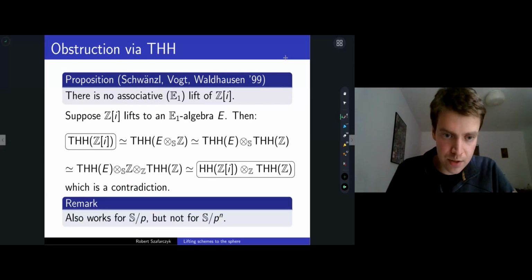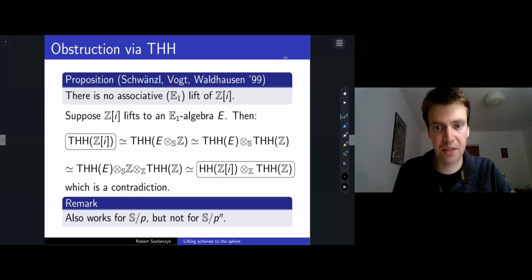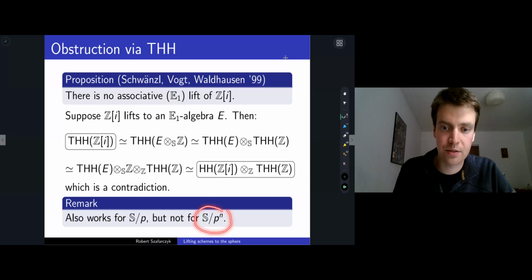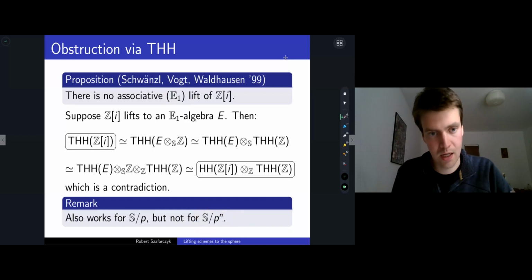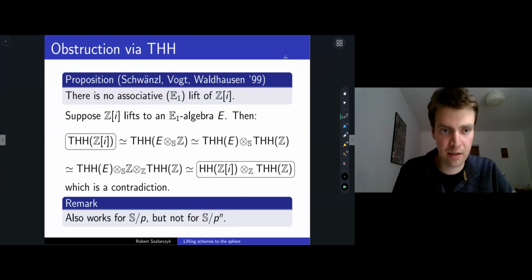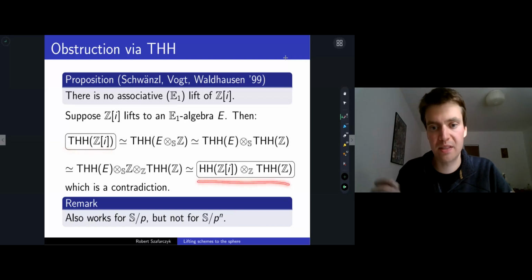And this approach also works for S mod P. So we can show that S mod P is not E1 by computing THH, but it does not work for S mod P to the N. For S mod P to the N, we can compute both sides, but they turn out to be equivalent as spectra.